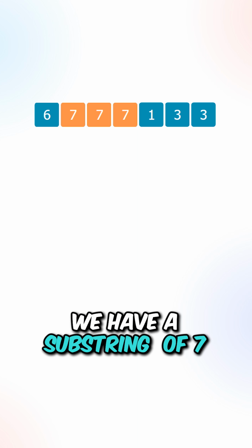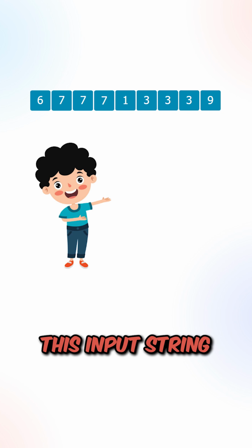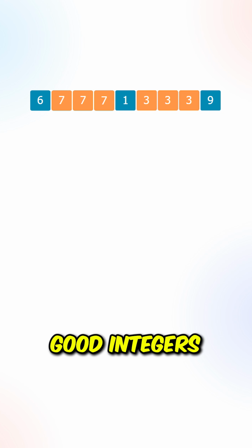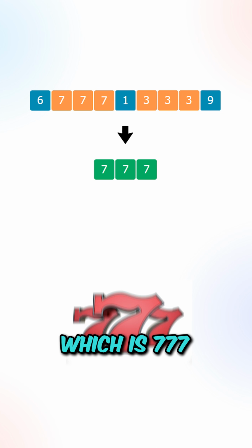So in this case, we have a substring of 7. Let's say we're given this input string. There are two possible good integers. We will return the larger one, which is 777.